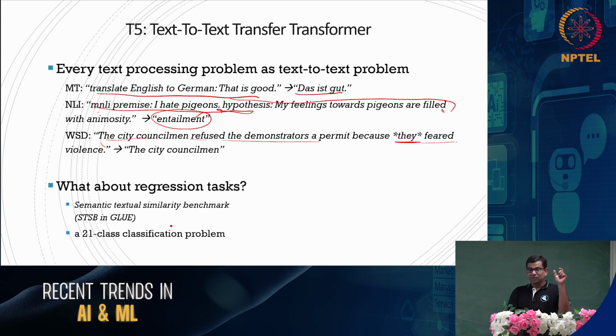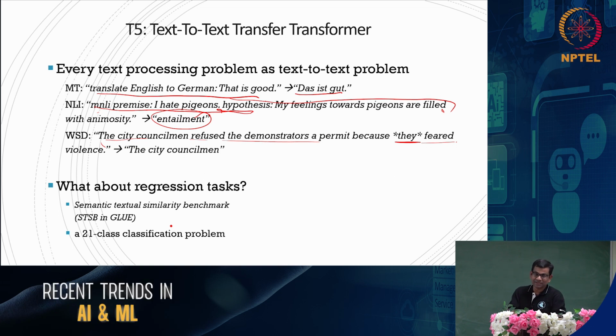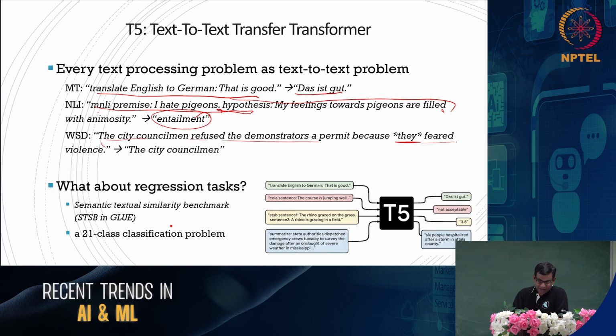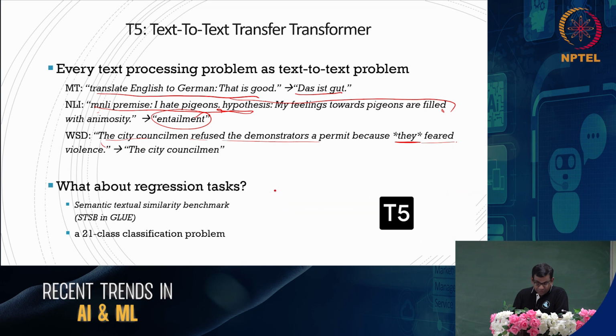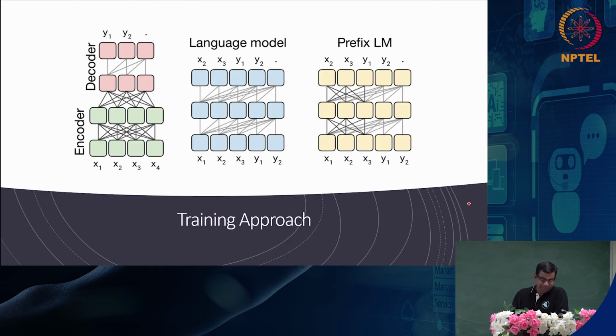Say you give something, 0.2 is the output, 0.4 is the output, 0.6 is the output. Initially the scale was 0 to 5, and they converted it into a scale of 0.2 steps, 21 numbers, and you just need to emit those numbers. That is how they are doing it. So you translate English to German and you get the output. Everything, in this model, you are transforming into a text-to-text classification problem.